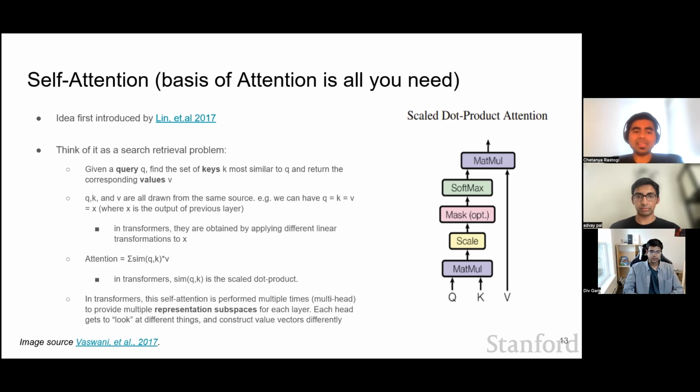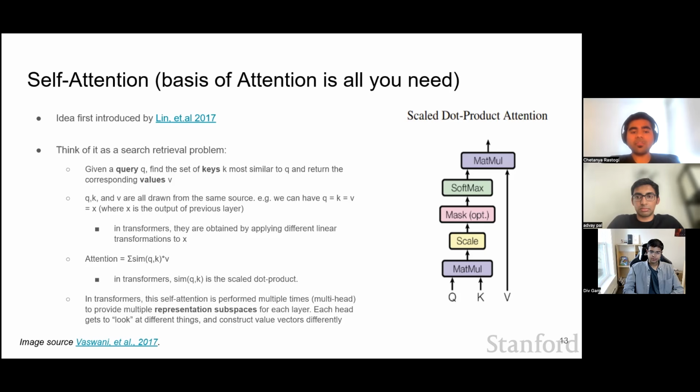To think of it more easily, we can break down self-attention as a search retrieval problem. The problem is that given a query Q, we need to find a set of keys K which are most similar to Q, and return the corresponding values called V. Now, these three vectors can be drawn from the same source. For example, we can have Q, K, and V all equal to a single vector X, where X can be the output of a previous layer. In transformers, these vectors are obtained by applying different linear transformations to X, so as to enable the model to capture more complex interactions between the different tokens at different places of the sentence.